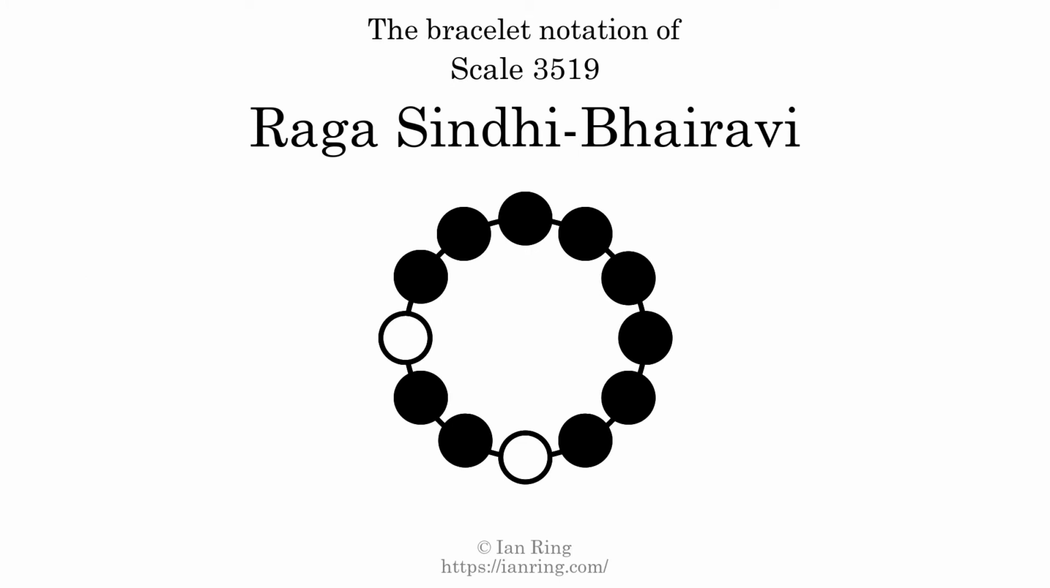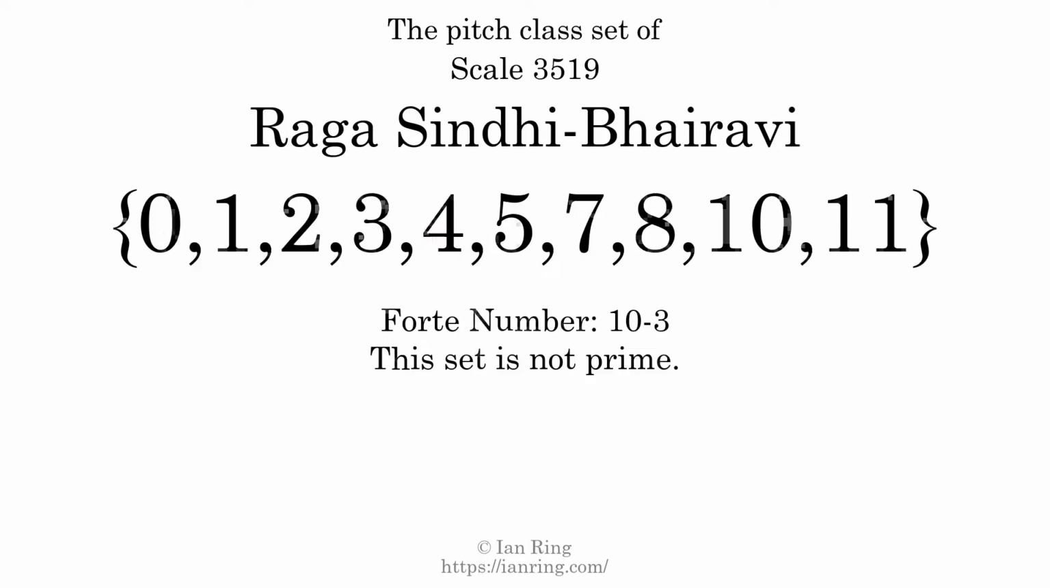This is a bracelet notation diagram of scale 3519. The shaded circles represent tones that appear in the scale, and they are read clockwise, starting at the top. The pitch class set for this scale is 0, 1, 2, 3, 4, 5, 7, 8, 10, 11. The forte class is 10-3. This set is not prime.